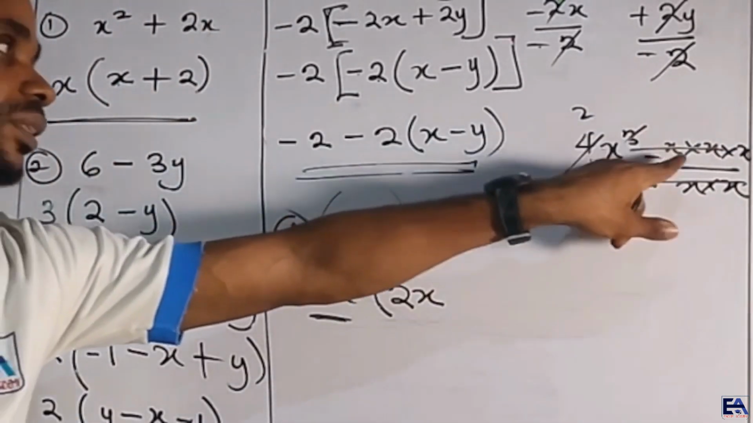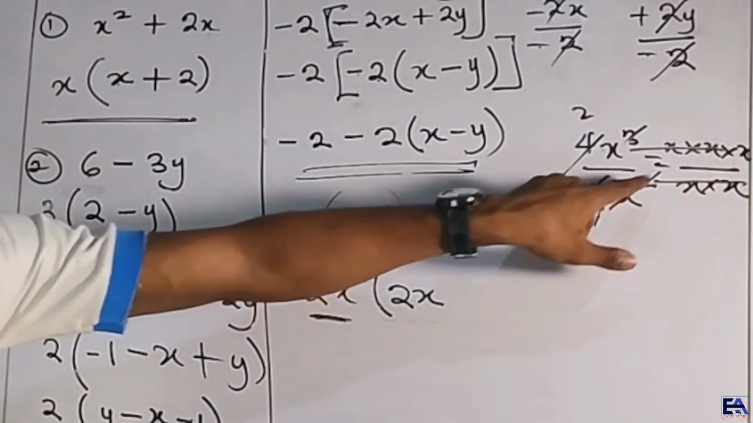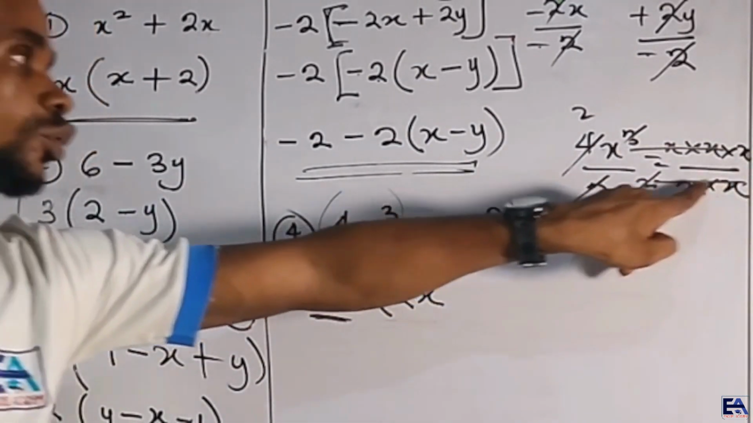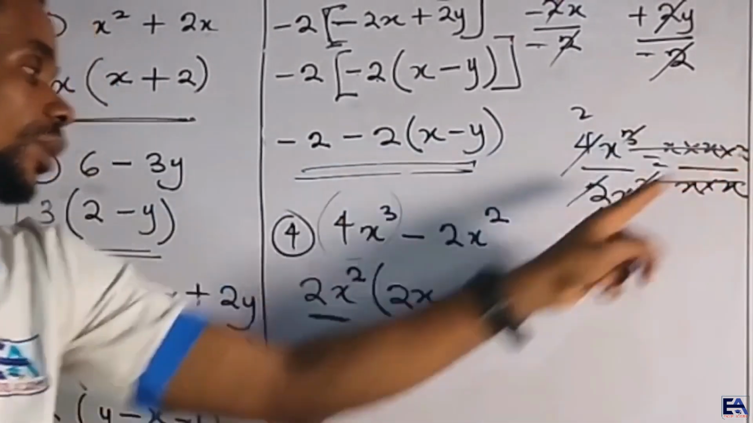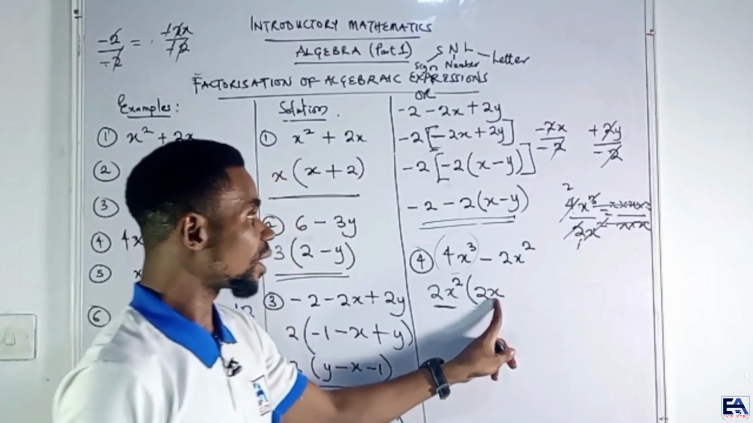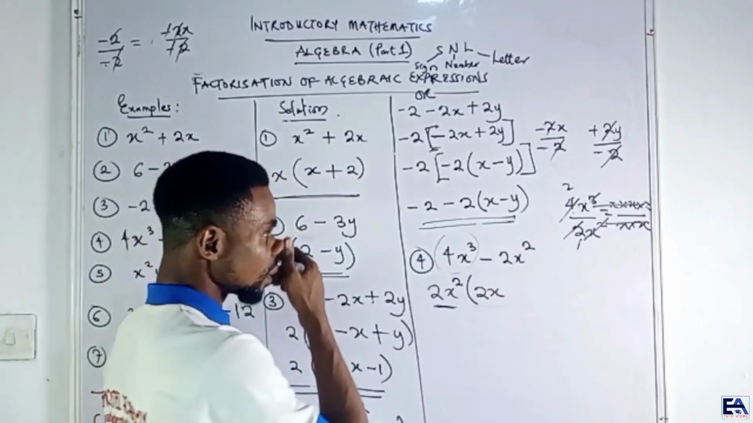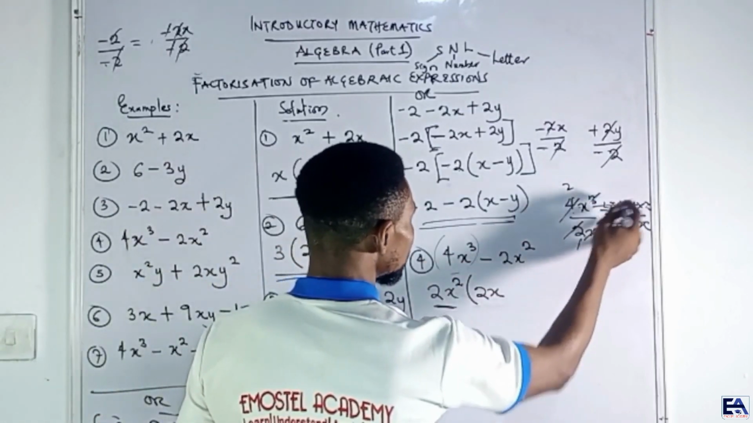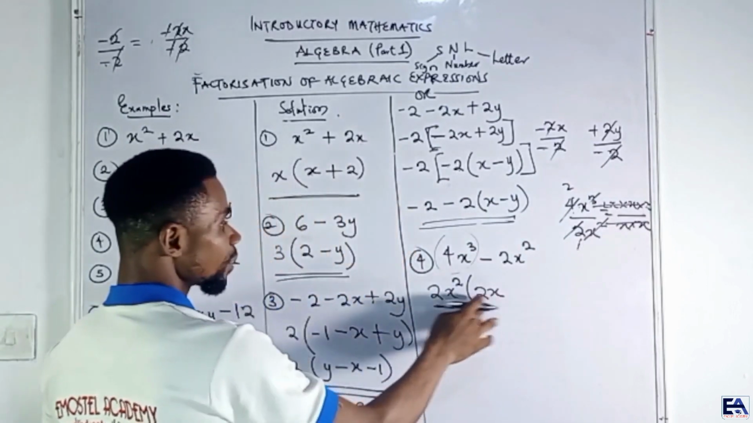X raised to the power 3 means x times x times x. X raised to the power 2 means x times x. So when you take 2 out of the 3, it should be remaining 1x, which is what we wrote here. And then, with the 2 that we had here earlier, that's how we have 2x.